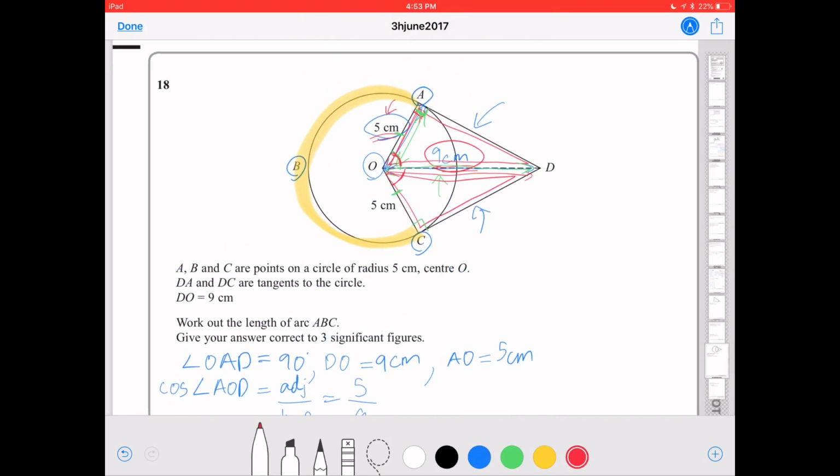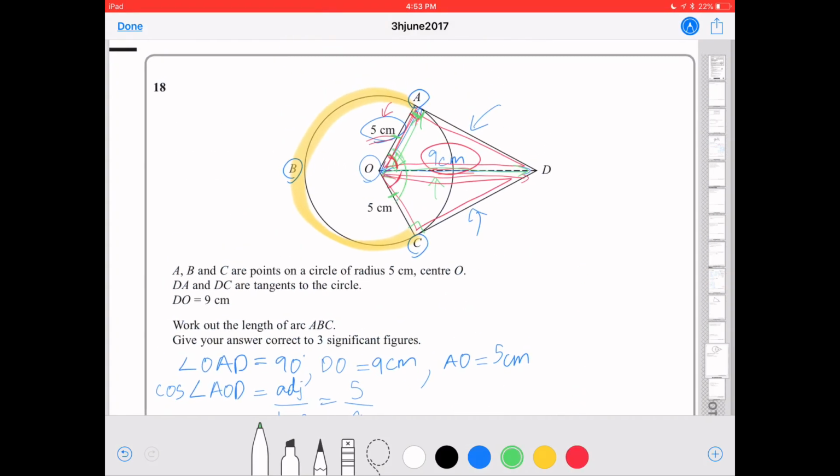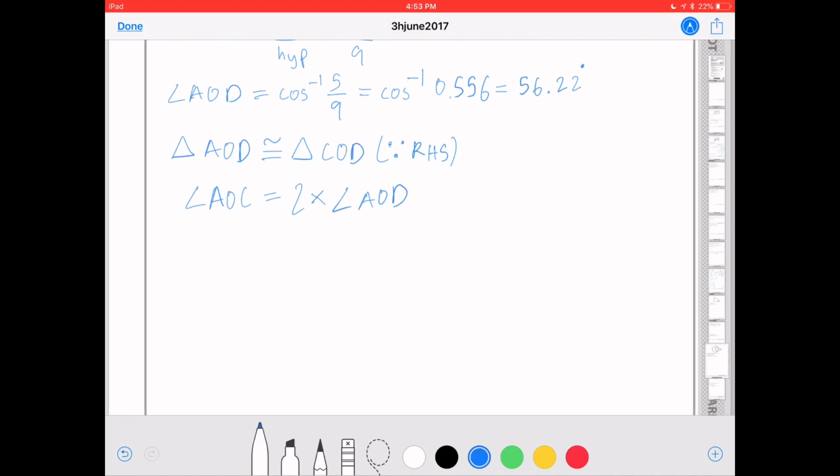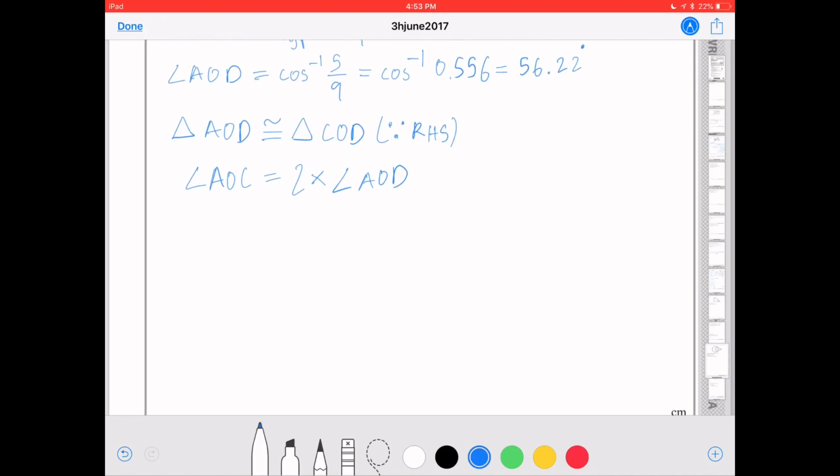Therefore, angle AOC is equal to 2 times of angle AOD. So angle AOC equals to 2 times of 56.22, which is angle AOD. And 2 times 56.22 is 112.44.